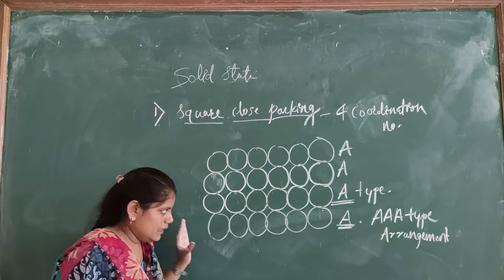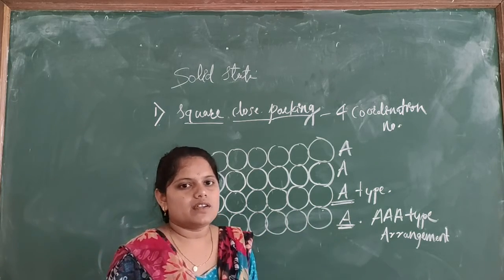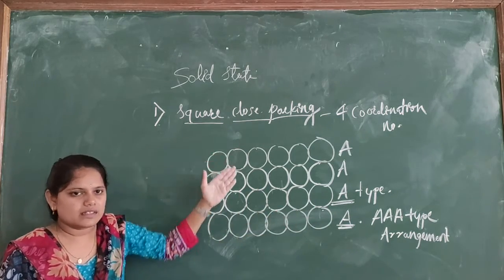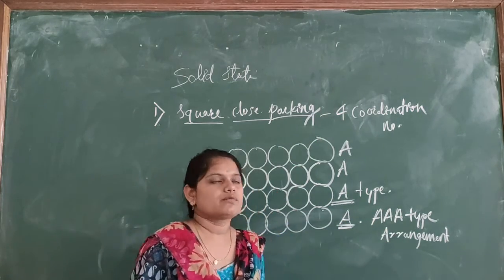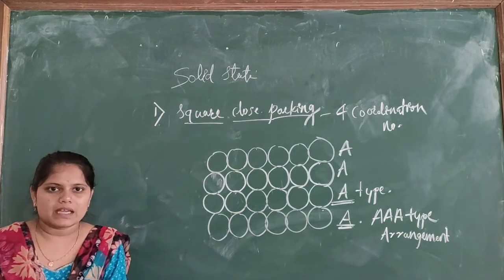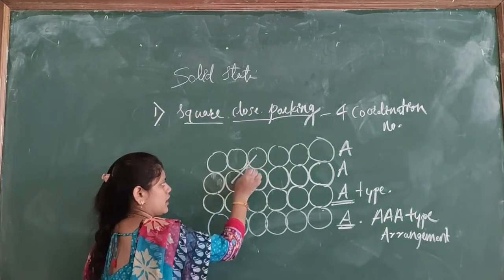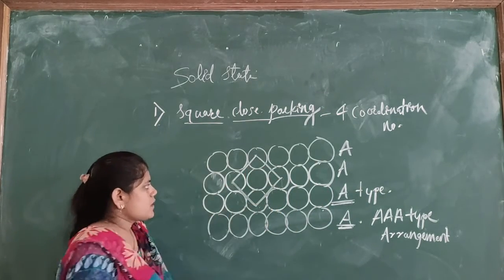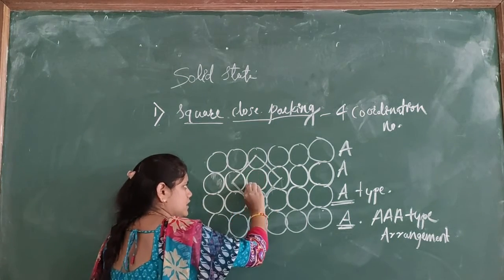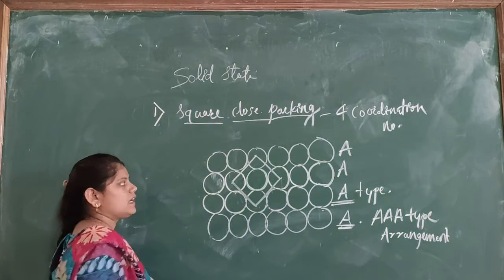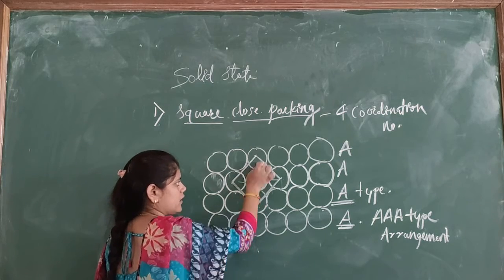If you consider this first row to be the A type, and I arrange the same row one above the other, there is a formation of the same type of arrangement. We call it AA type of arrangement, or a square close packing. I told you it is having 4 coordination. How does it happen? Look here. If you consider this spherical atom, it will remain in contact with the first, second, third and fourth atoms.